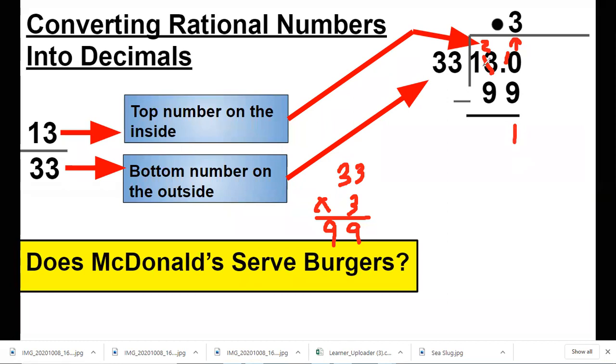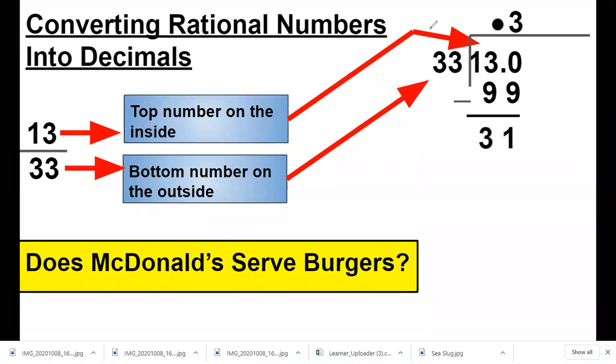We can't take a 9 from a 2, so we're going to borrow from the 1, make it a 0, and make the 2 a 12. 12 minus 9, that's going to be 3. So our subtraction will result in an answer of 31. I got to clear it because the computer is going to put it up there for us. There's our 31.